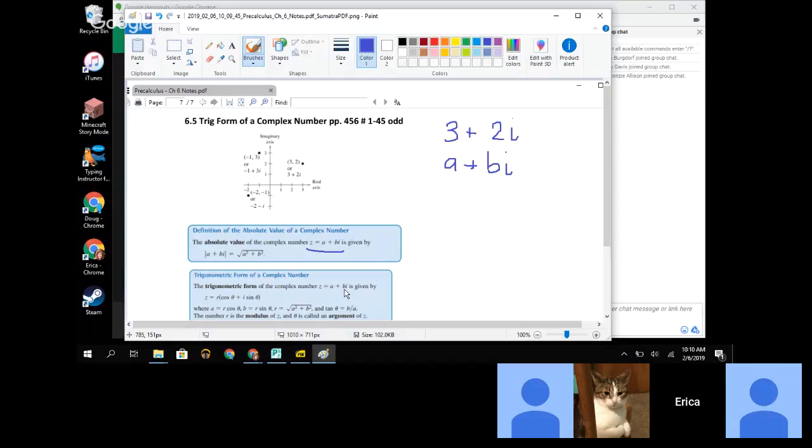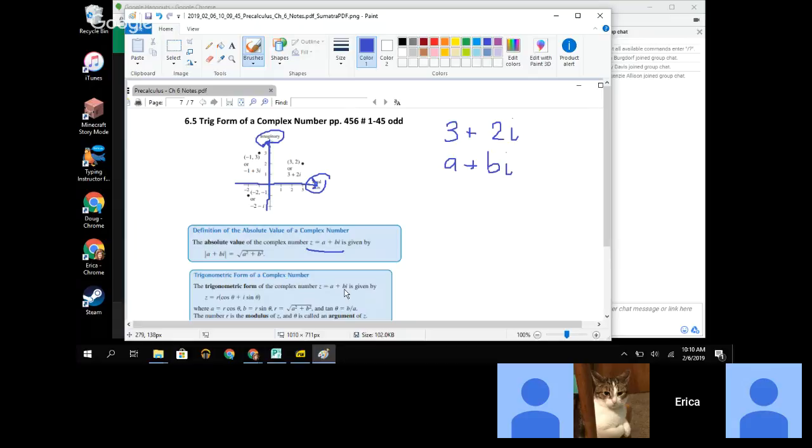You can graph complex numbers just like you would graph on a coordinate plane. It's just that your coordinates are different. So what I mean by this is your real axis and this is your imaginary axis. Instead of your x and your y, now you have real and imaginary.